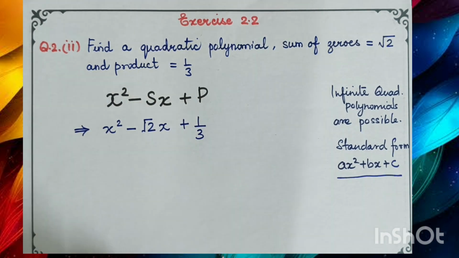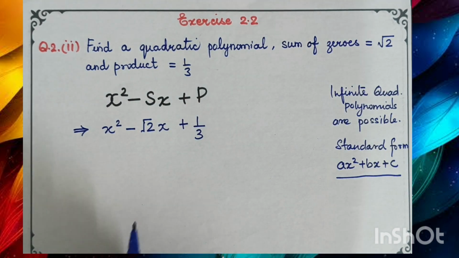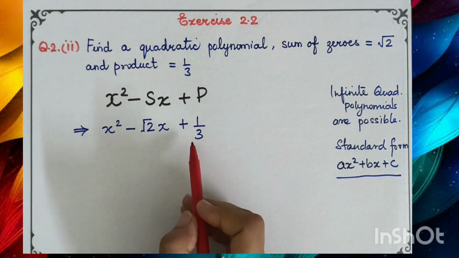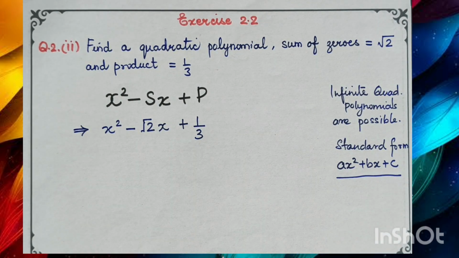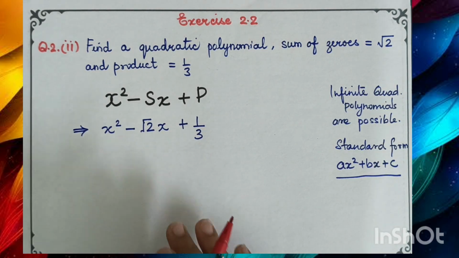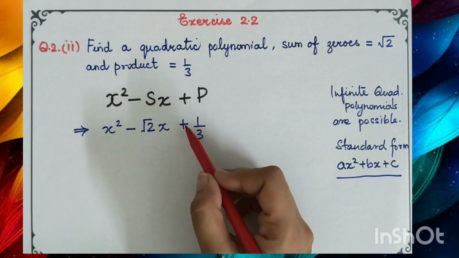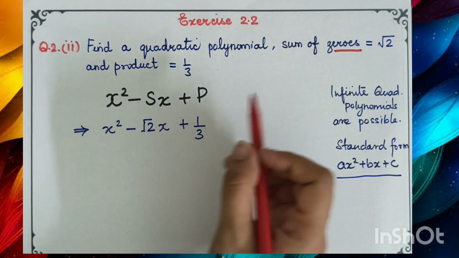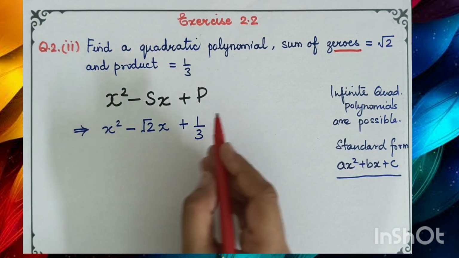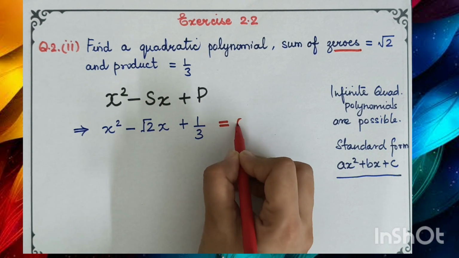by 3. Now we have got the simple quadratic polynomial, but we see that it is not in the standard form. The standard form is ax square plus bx plus c. It does not look like the standard form. So we will try to remove the denominator 3, that is the 1 by 3 part.